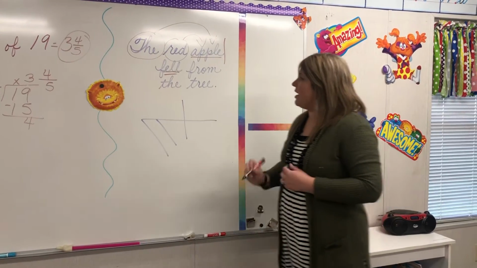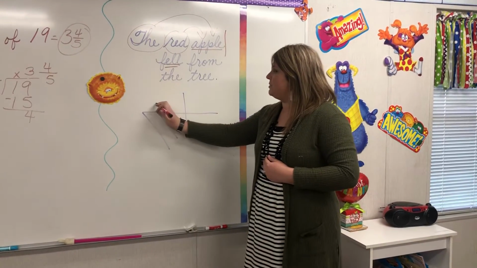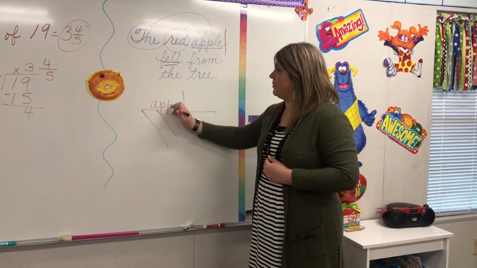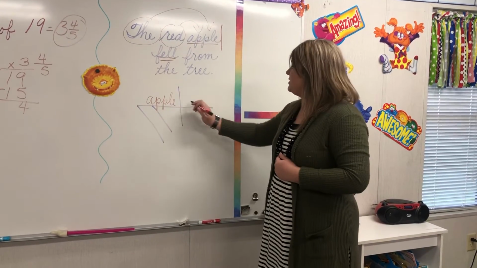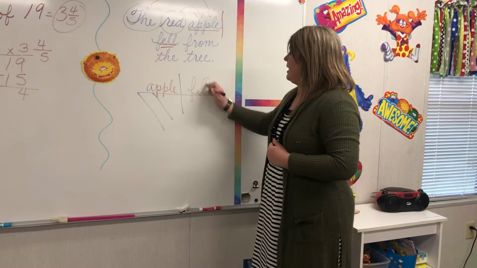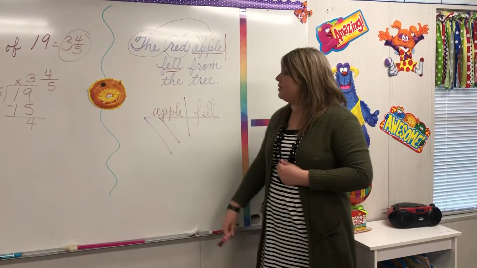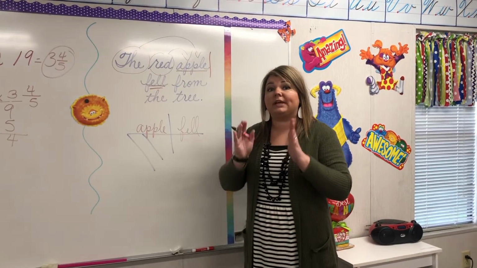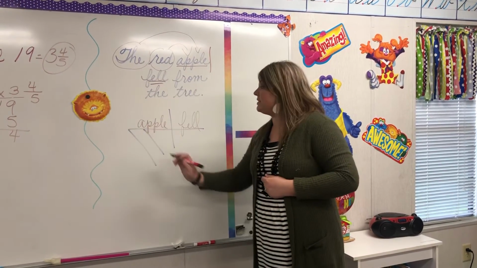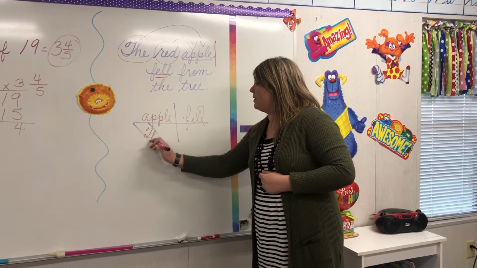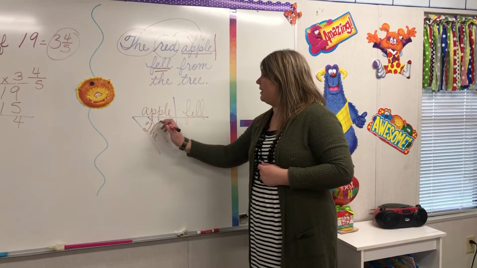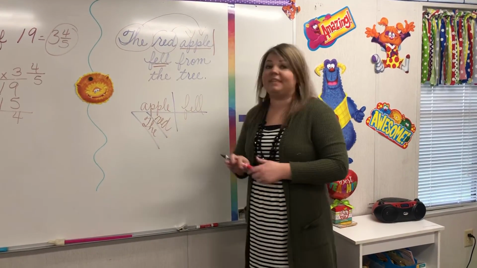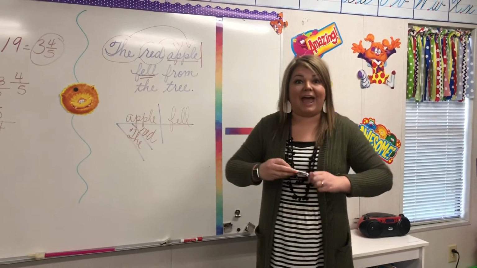And so we take our diagram right here. We put our subject, which is apple, and our verb, which is fell. And then this is the new part. You will put your adjectives on those slanted lines, and you put them as they appear in the sentence. Since the word the is first, then you would put the and then red. And that is how you diagram adjectives.